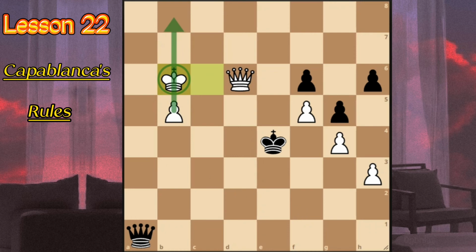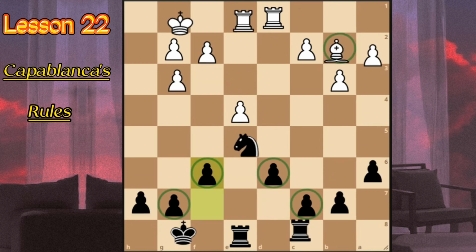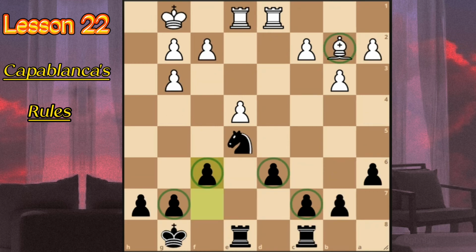Okay, guys, let's repeat one more time. Capablanca rule number 1. If you don't have a bishop, but your opponent has a bishop, you need to put your pawns on the same color squares as your opponent's bishop. To cut a long story short, if, for example, your opponent has a dark square bishop, you need to put all your pawns on dark squares, like Capablanca did in the game against Lasker.